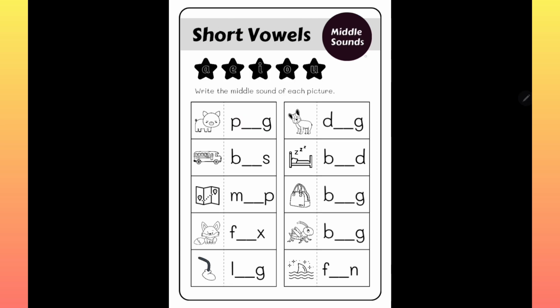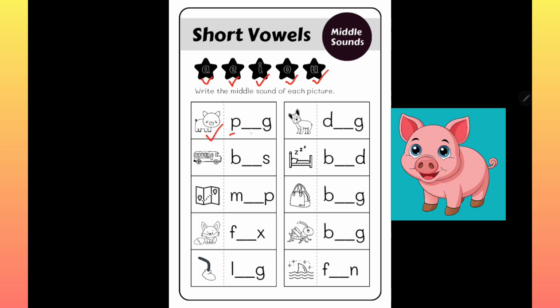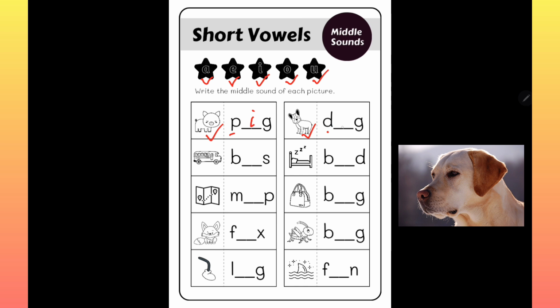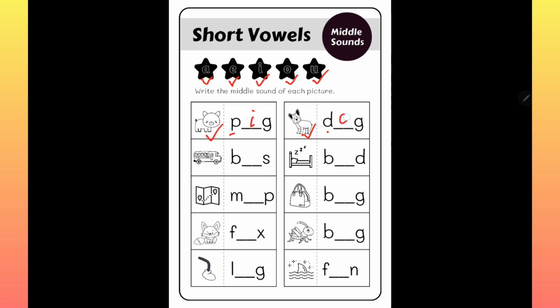We are going to do the middle sound. So middle sound, this is also a CVC word. So middle sound is for vowels, right? So here are the vowels A, E, I, O, U, right? So here is the picture of a pig. P, g. So the i sound came from vowel I. Very good. This one is the picture of a dog. D, g. So the o sound came from O.